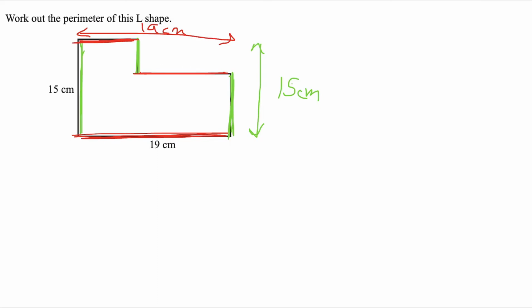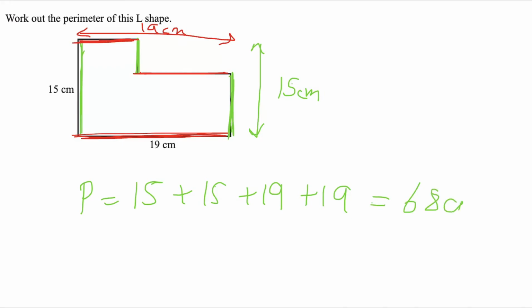So now to find the perimeter, all we have to do is add up all those sides. So that's 15, add 15, add 19, add 19. So perimeter is equal to 15, add 15, add 19, add 19, which gives you an answer of 68 centimeters.